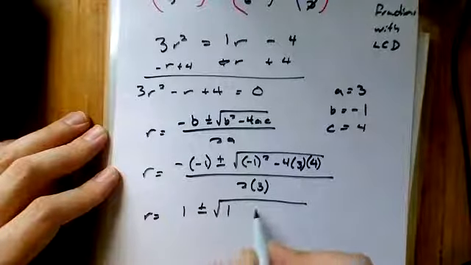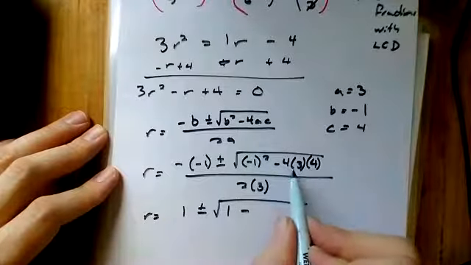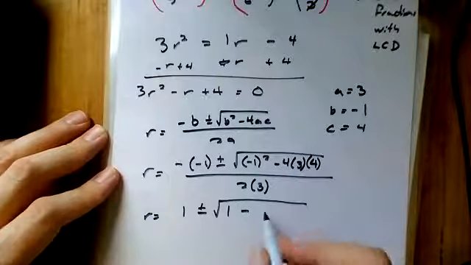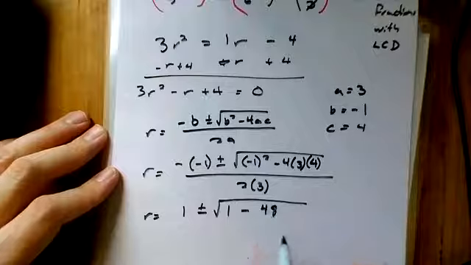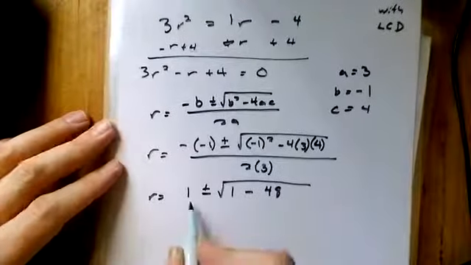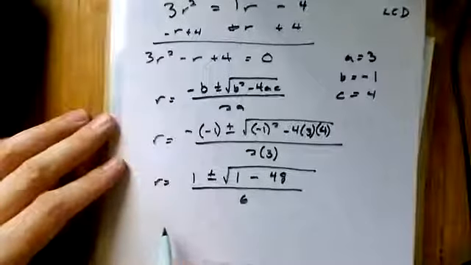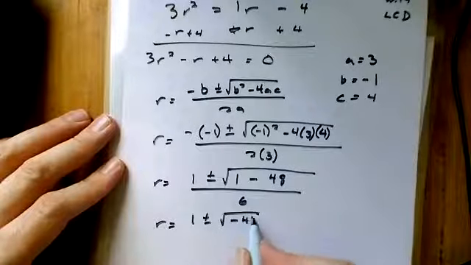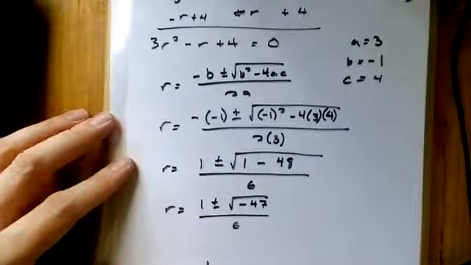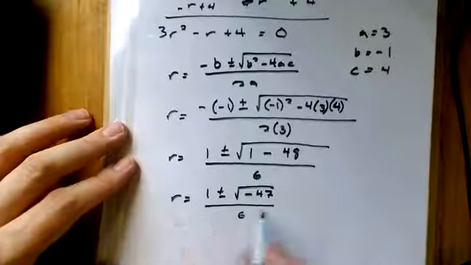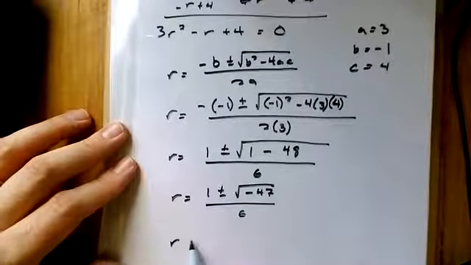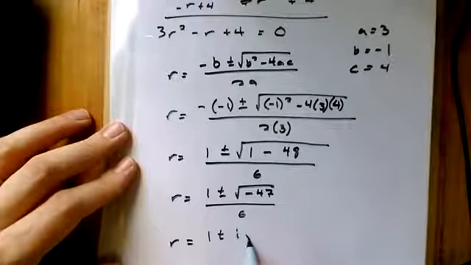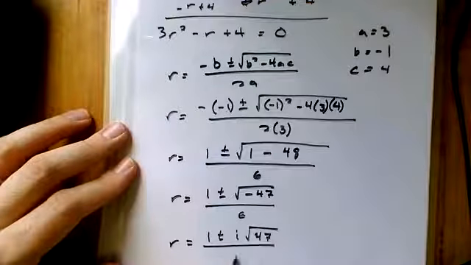This is going to be 1, and this is going to be minus. Ooh, what do I have? That's going to be 12. 12 times 4 is 48 over a 6. Here I'm going to end up with r is equal to 1 plus or minus the square root of -47 over 6. And sure enough, I don't have a real number here. This is going to be r is equal to 1 plus or minus, I'll think of this as I square roots of 47 over 6.